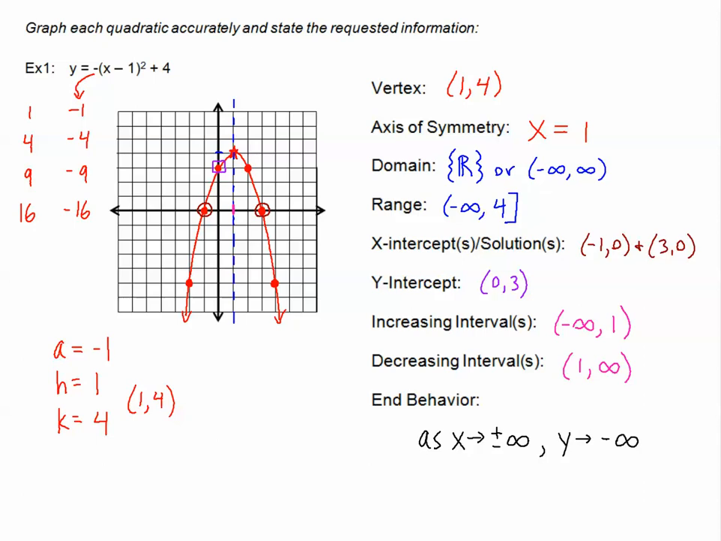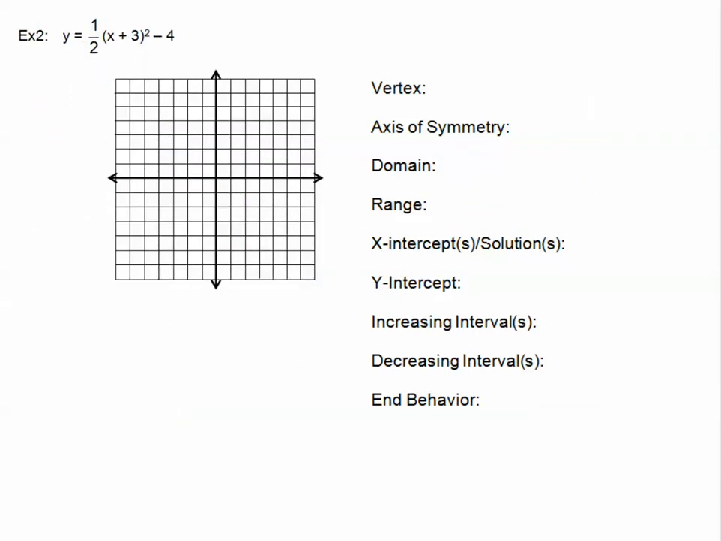Let's do one more graph. And here it is. y equals 1/2 times the quantity x plus 3 squared minus 4. Let's find a. Let's find h. Let's find k. The value of a this time is 1/2. h is negative 3. And k is negative 4. So here's our h and our k, which represent our vertex and our new starting point.